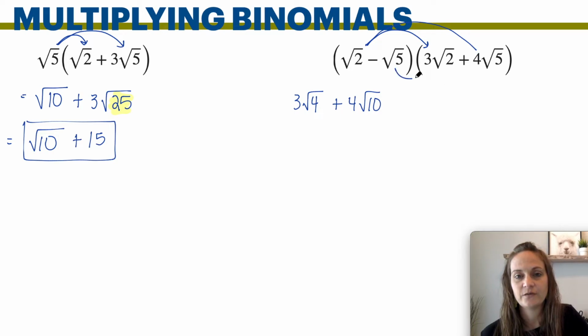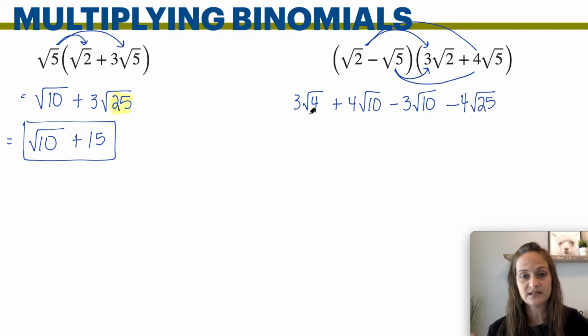And then FOIL this next one. Square root of 5 times this would be a negative 3 square root of 10. And then square root of 5 times 4 square roots of 5 would be a negative 4 square roots of 25. Now see if there's anything that can be combined and reduced.